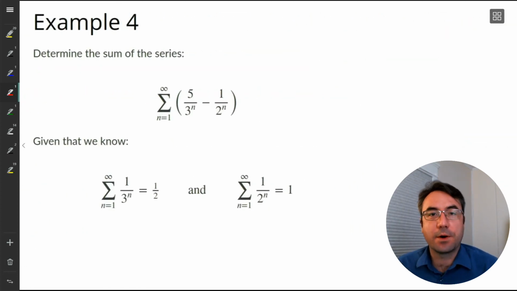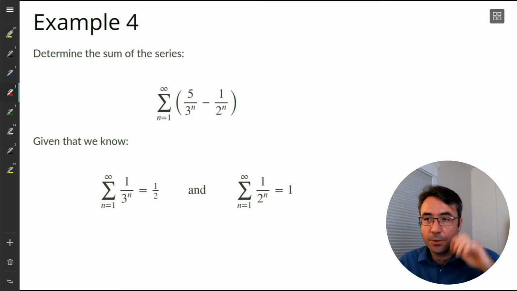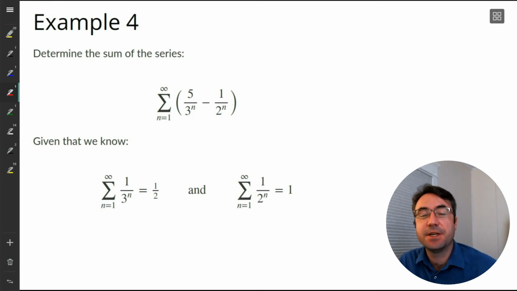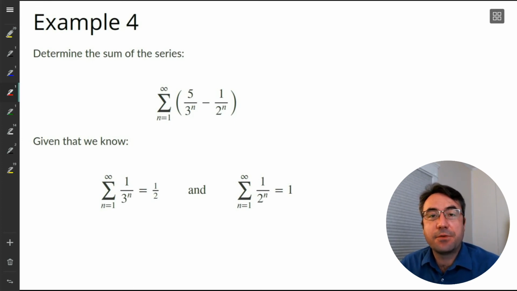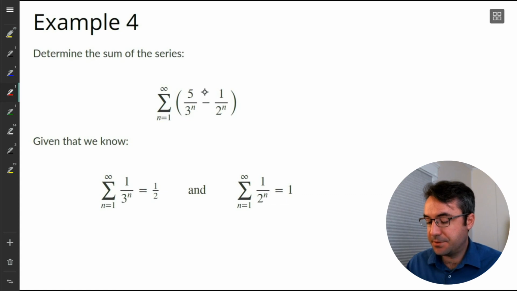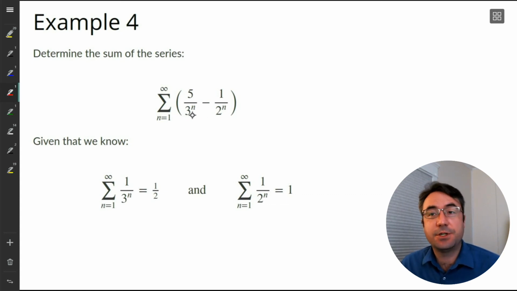Let's look at example 4, and this will be the last one. We're going to determine the sum of the series sigma from n equals 1 to infinity of 5 over 3 to the n minus 1 over 2 to the n. So here we have a series, and we're investigating whether it's convergent. And if it is convergent, we want to find the sum.